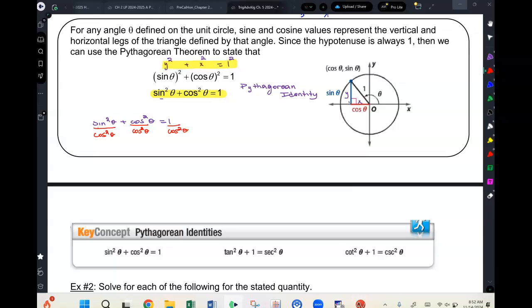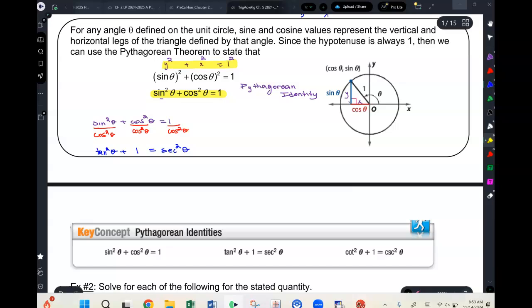So now, what's sine over cosine? Tangent. But sine squared over cosine squared, that's tangent squared. Okay? So this will be tangent squared theta. And then plus, what's cosine squared divided by cosine squared? 1. Equals, what's 1 over cosine? Secant. And then if it's squared, it'll be secant squared theta.